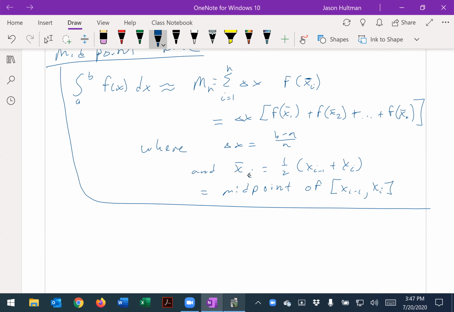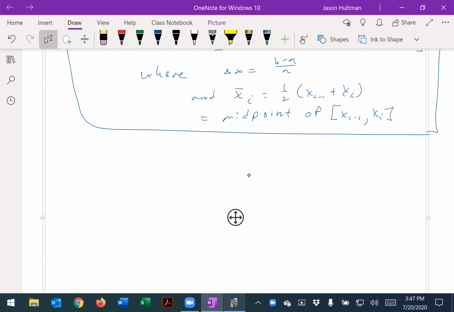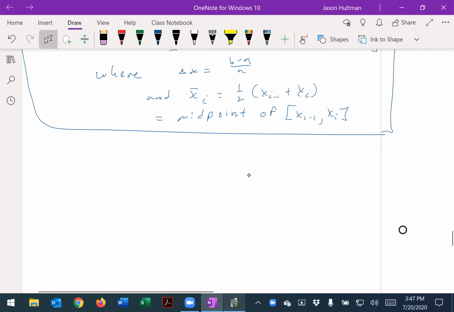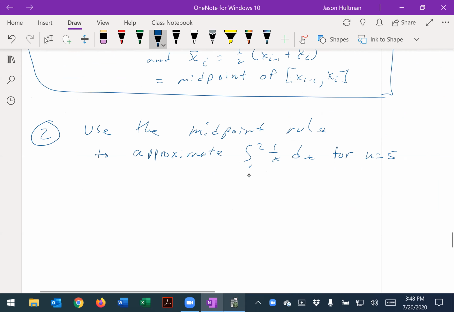We're going to use the midpoint, the middle value in each of the intervals. Let's do the same problem we just did, but use the midpoint rule this time. I'm going to call this number 2, but it really is the same thing we did before. Use the midpoint rule to approximate the integral from 1 to 2 of 1 over x dx, for n equals 5. Again, 5 subdivisions.